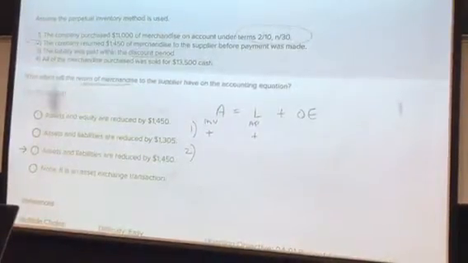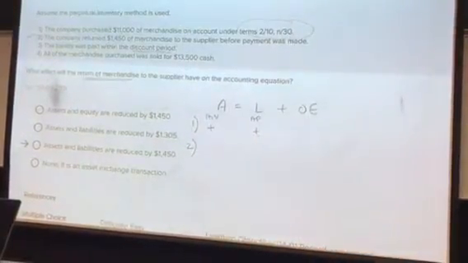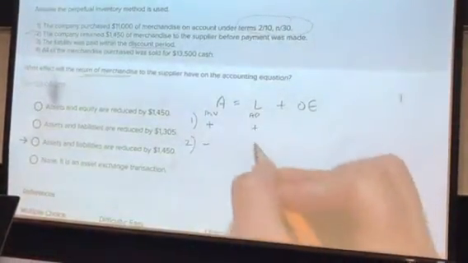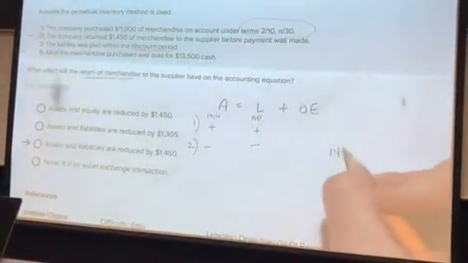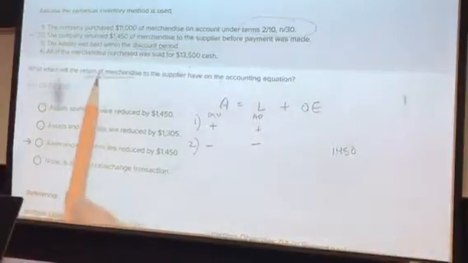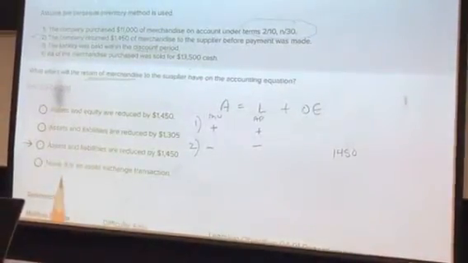So we're simply going to reverse this transaction. Whatever we did here, we will now do the opposite. We will reduce inventory and we will reduce accounts payable by the amount of $1,450. And that's what this question was about, the return of merchandise. So we can walk through each of these answer choices.